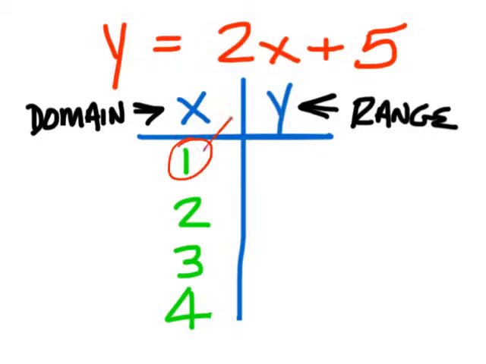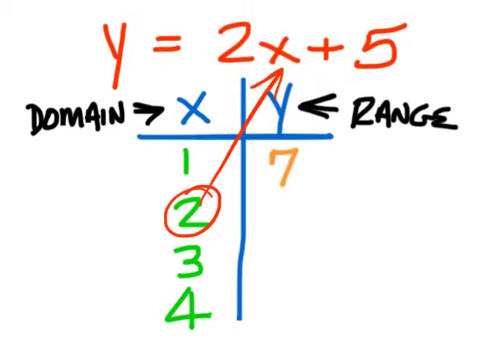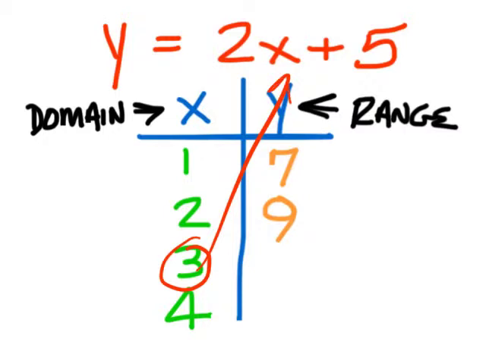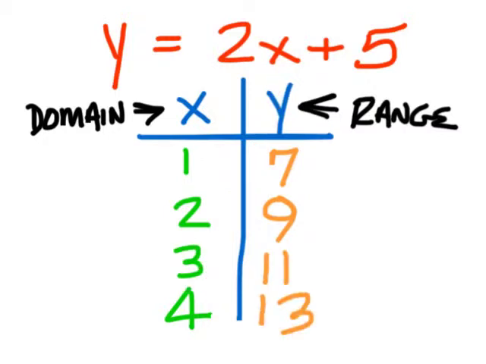If I put a 1 in here, it's 2 times 1 plus 5, which is an answer of what? 7. What if I put a 2 in here? What do I get back? 9. What if I put a 3 in? And if I put a 4 in, I get a 13.